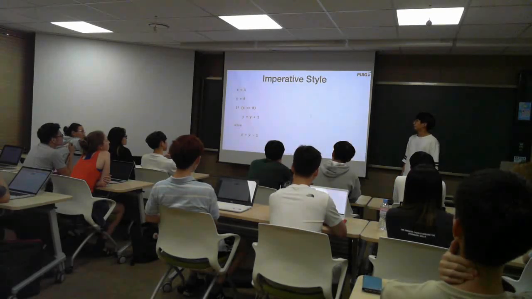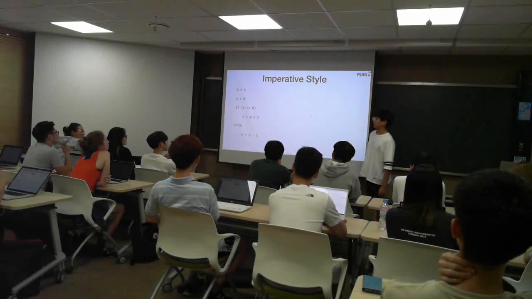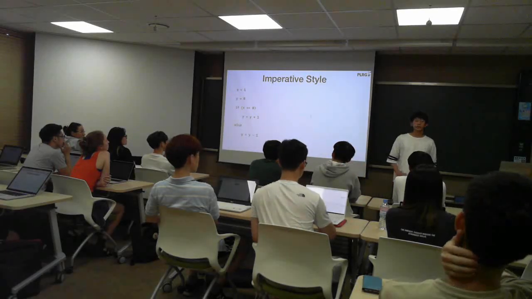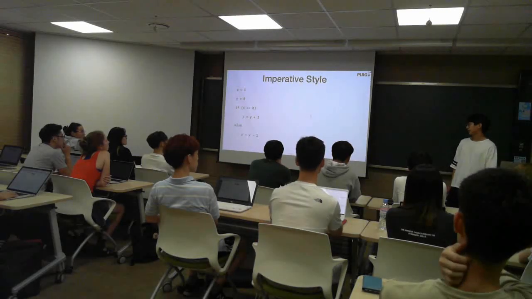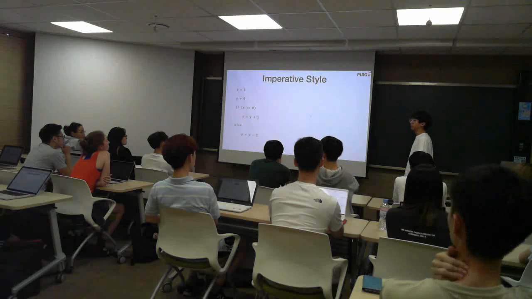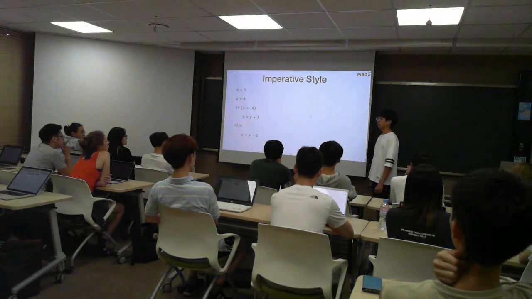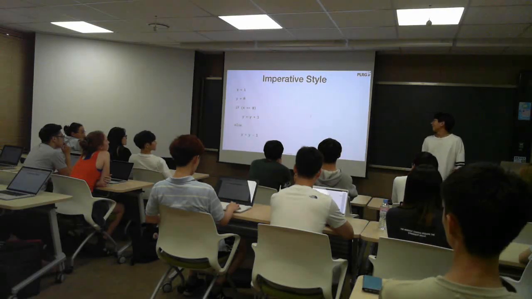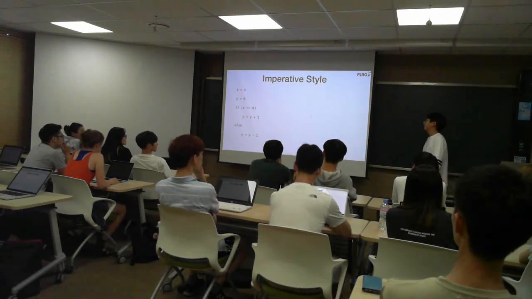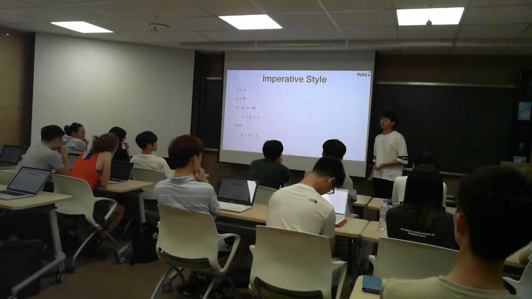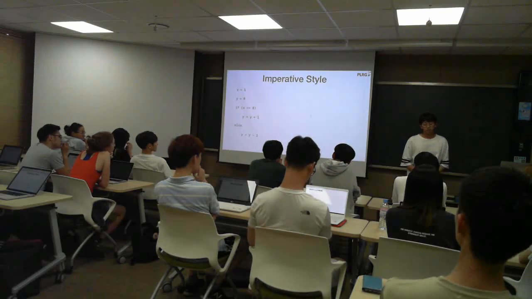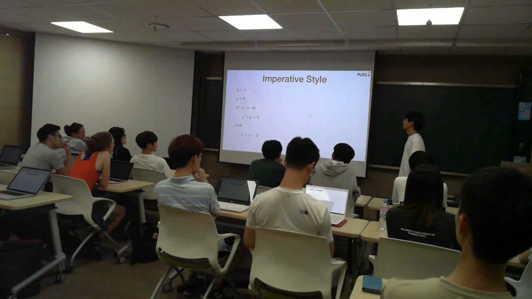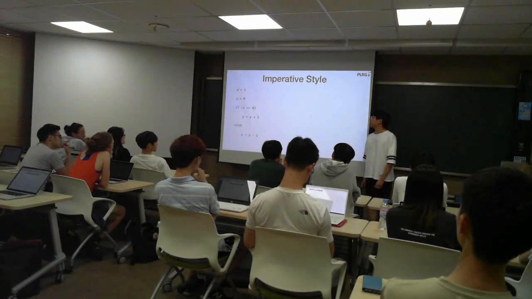Maybe you are more familiar with this kind of program. You declare some variable and there are some if statements. They can make some branch or control flow change. And you can reassign a new value to an already defined variable. So we call this style an imperative style. I don't want to explain details about this style, but it mainly says what the machine, the computer, actually has to do: make a variable, modify the value, and jump or go back and so on. It is very similar to what the machine is really doing.